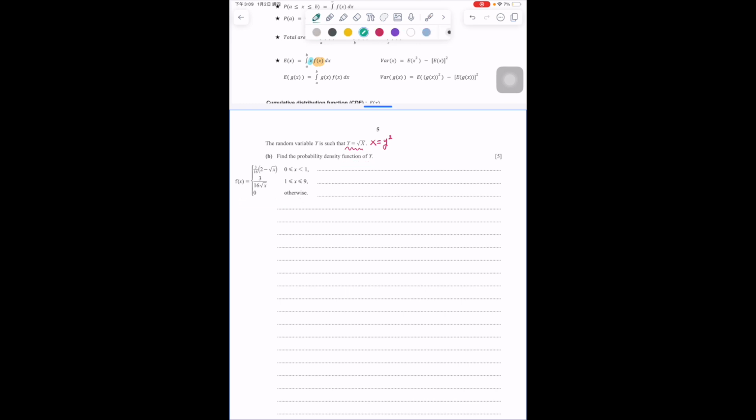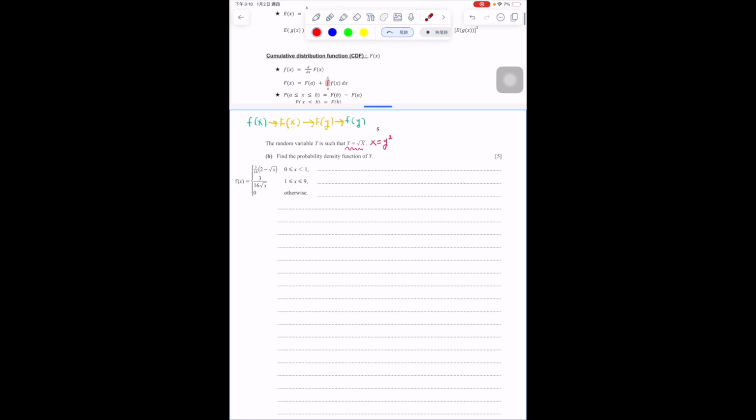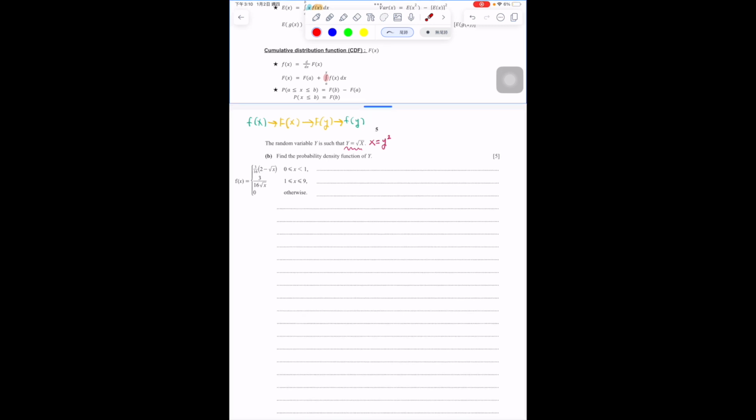So how do we find the PDF of y from the PDF of x? We actually have to first find the CDF of x, and then change the variable to the CDF of y, and then change it back to a PDF of y. So for the first step, how can we change our PDF to a CDF? We can use integration. We simply integrate our PDF, and we can find the CDF.